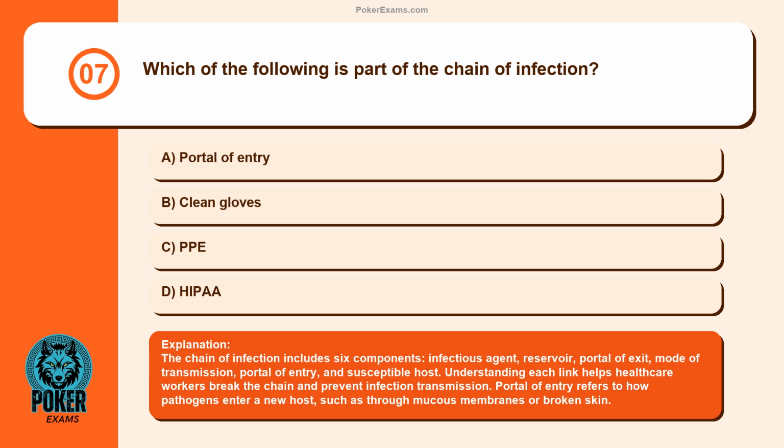The chain of infection includes 6 components: infectious agent, reservoir, portal of exit, mode of transmission, portal of entry, and susceptible host. Understanding each link helps healthcare workers break the chain and prevent infection transmission. Portal of entry refers to how pathogens enter a new host, such as through mucous membranes or broken skin.